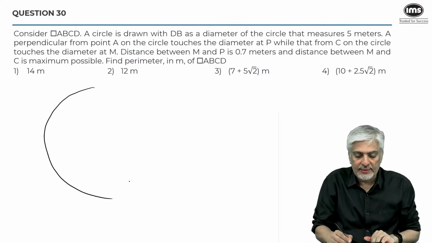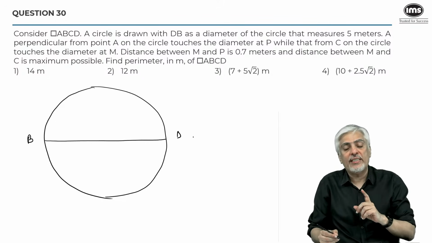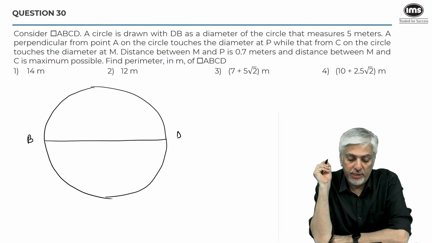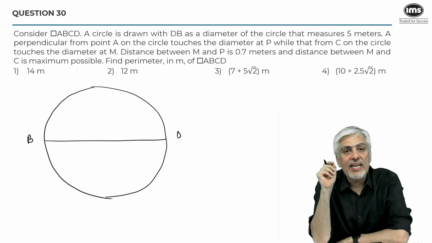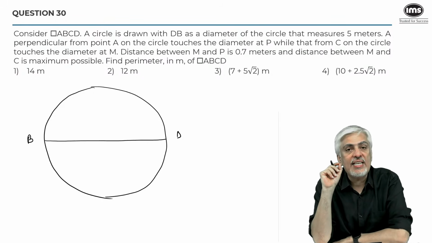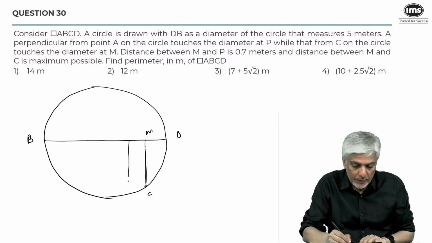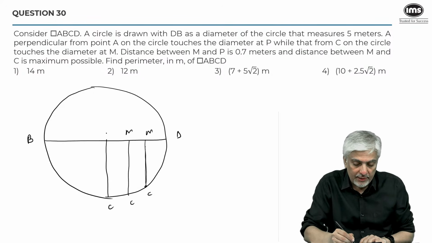They had told us BD is the diameter. And remember what they said for M. Read that part very carefully. From C, I am going to drop a perpendicular on M, and distance between C and M. Now suppose you took C over here. CM is some measurement. You take it over here, it is still bigger. You take it over here, it is still bigger.